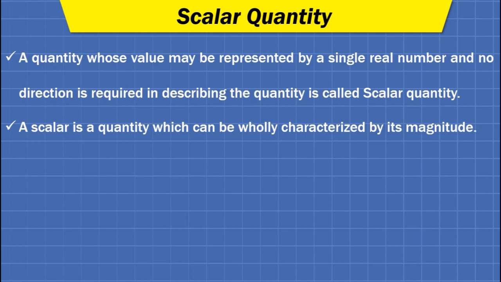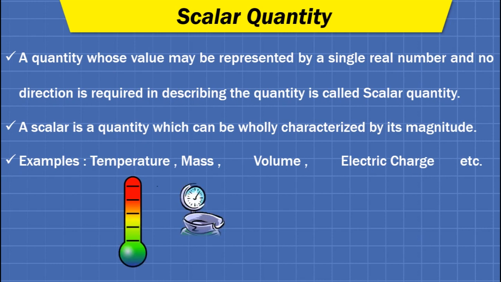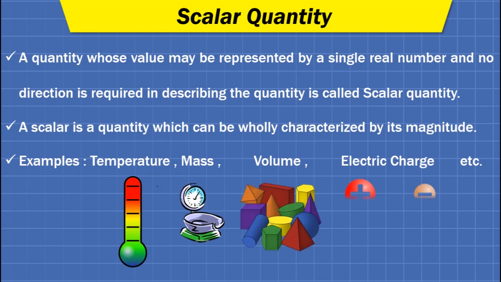For example, temperature, mass, volume, electric charge, etc. So as we know, for temperature we generally say that nowadays the temperature is 27 degrees Celsius, fine, but we need not tell in which direction, because 27 is an average value of temperature for any particular volume we are considering, fine.